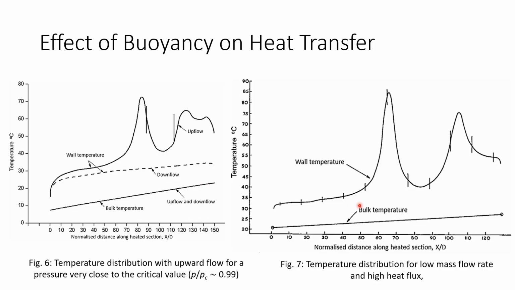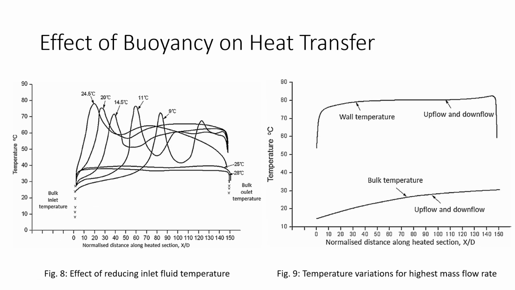Similarly, here the authors reduced the mass flow rate significantly, and for high heat flux, they observed the wall temperatures and the bulk temperature. They observed a similar profile: two peaks in the wall temperature, one sharp decline in between, and a steady increase in the bulk temperature. So through different fluids and geometries, they observed a similar pattern in these temperature variations along the length of the fluid flow.